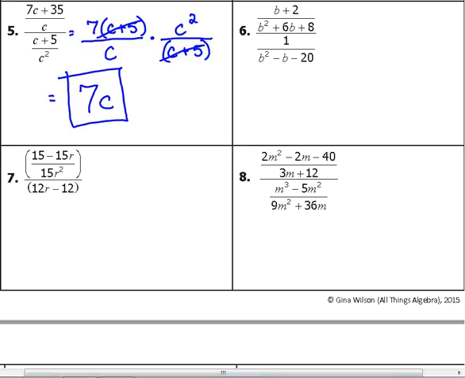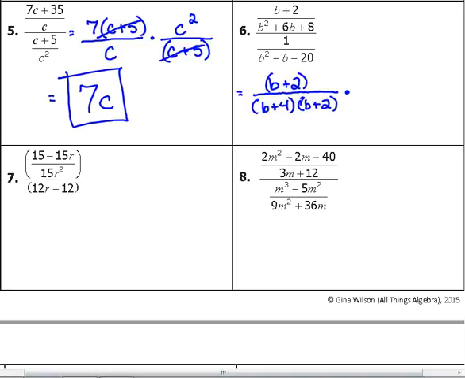Okay, let's look at number 6. B plus 2, nothing to factor there. It's a binomial, just put some parentheses around it. B squared plus 6B plus 8, we can factor that into B plus 4 times B plus 2 times, flip the bottom one over.